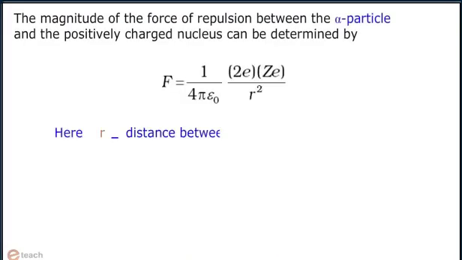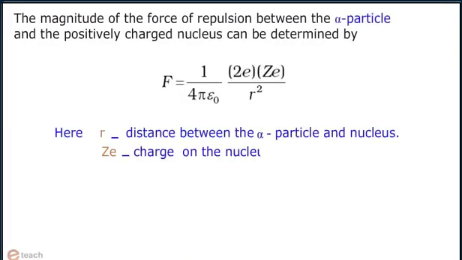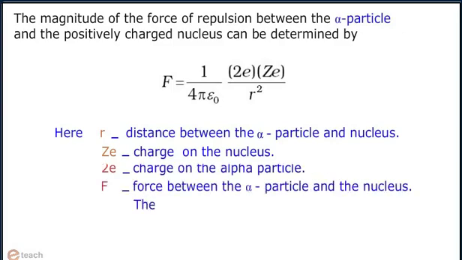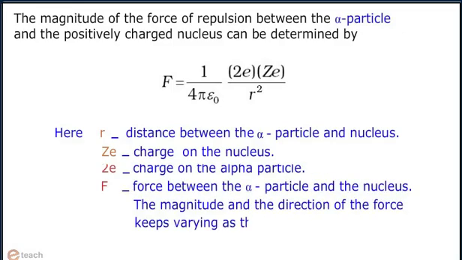The magnitude of the force of repulsion between the alpha particle and the positively charged nucleus can be determined by F equals 1 by 4 pi epsilon naught multiplied by 2e into Ze by r squared.